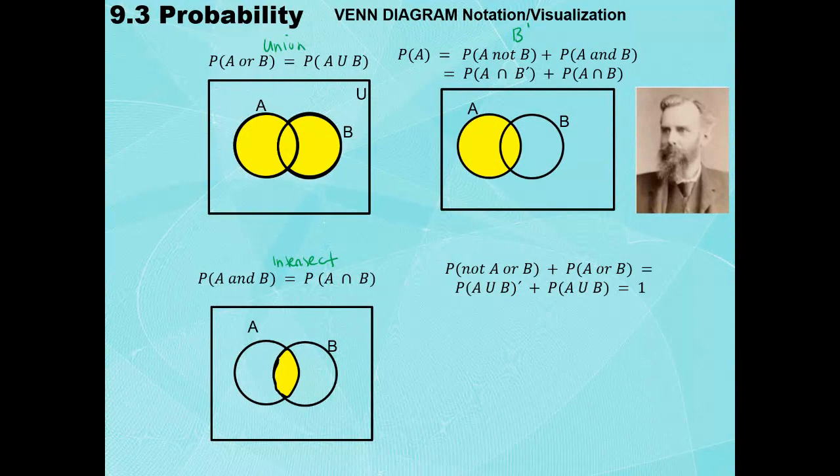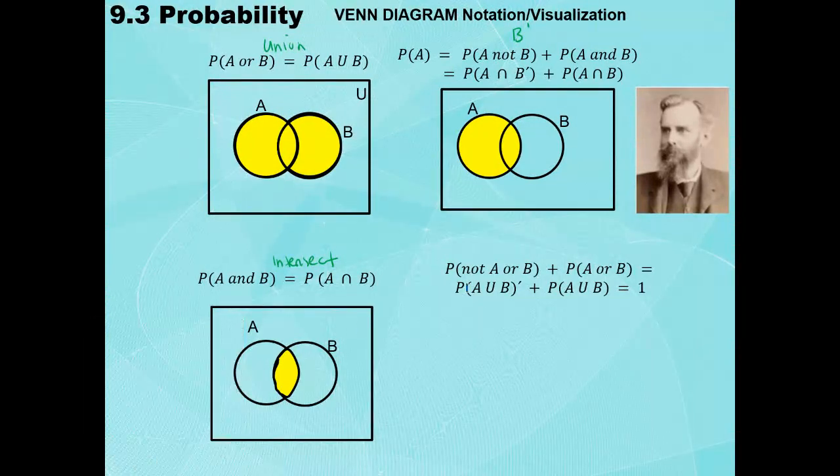Right? So the probability of not A or B plus the probability of A or B, their union, is just 1. Oh, let's see what happens here. Let's see if we can picture this.